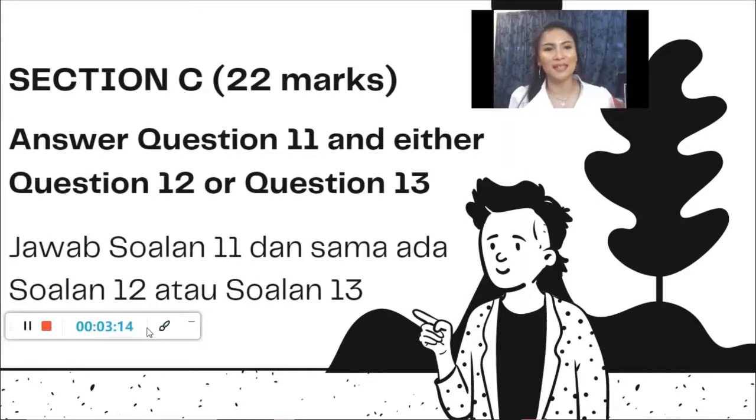In Section C, the command of the question will sound like this: answer Question 11 and either Question 12 or Question 13. Jawab soalan 11 dan sama ada soalan 12 atau soalan 13. Question 11 is a compulsory question. By hook or by crook, you must answer it. Then Question 12 or 13 is a choice for you; you can choose either one to answer.